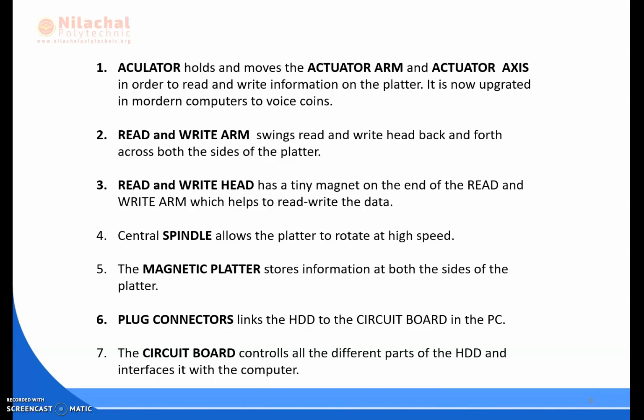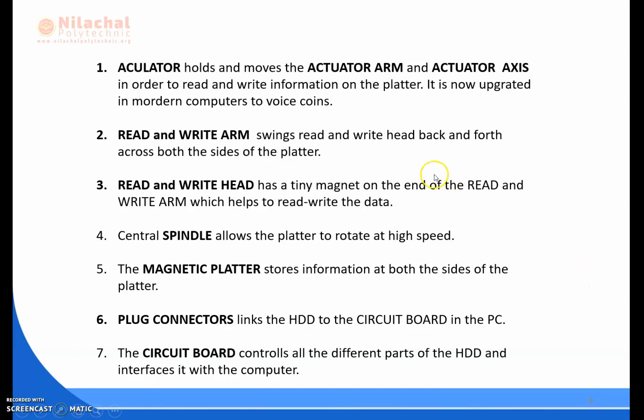So we will see how the parts of the hard disk work. How does each and every part work? The actuator holds and moves the actuator arm and the actuator axis in order to read and write information on the platter. It is most upgraded in modern computers by voice coils. Next, the read and write arm.